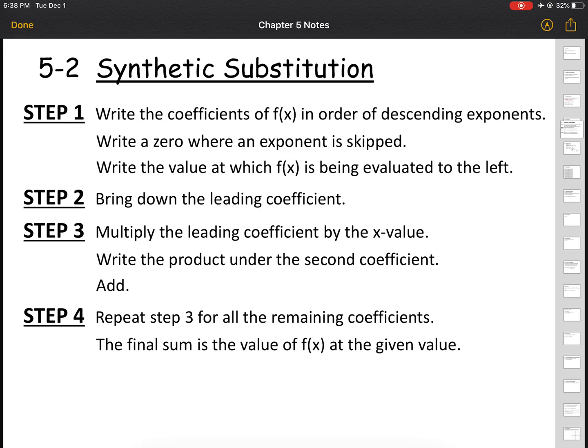The first step we want to do is write the coefficients of that polynomial function f of x in order of descending exponents. So we're writing all the coefficients, meaning we have to make sure it's in standard form first. If we're missing any exponents, so if it goes 4, 3, 1, 0 as exponents, we're missing that exponent 2. So we have to put in a 0 placeholder if that exponent was skipped. And I normally like to put little smiley faces in them. So, a placeholder for any missing exponent.